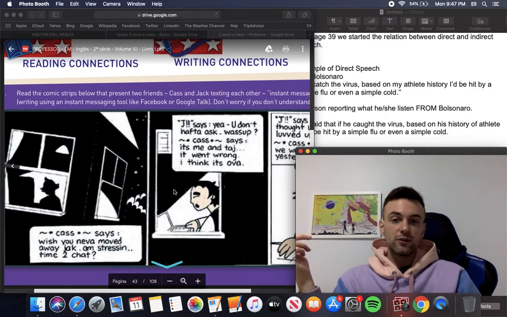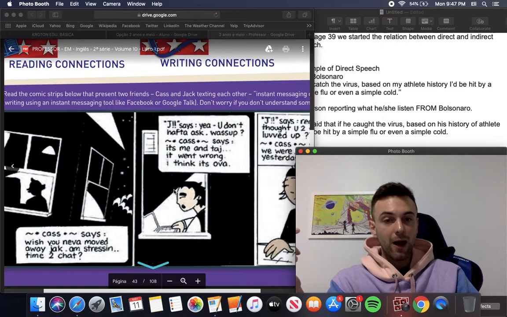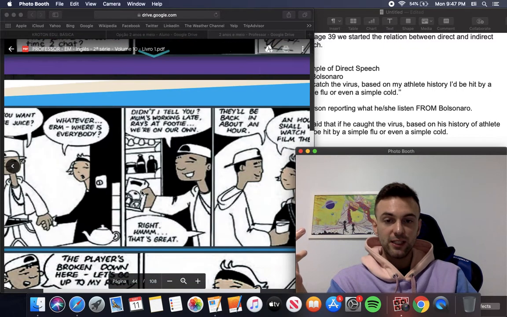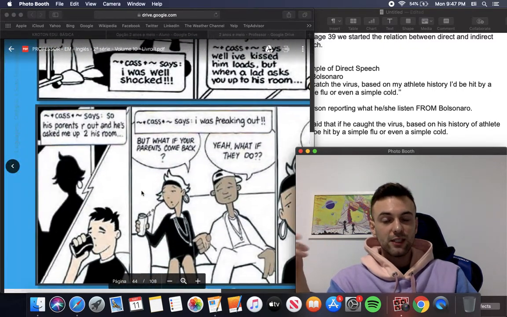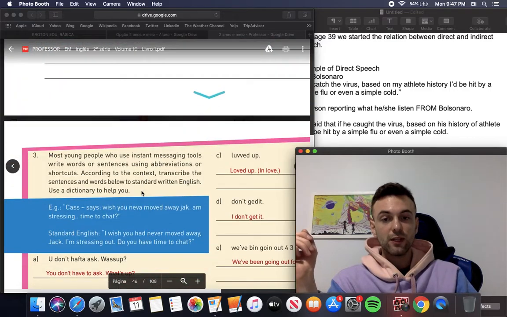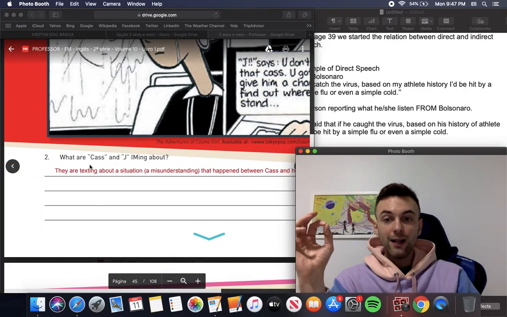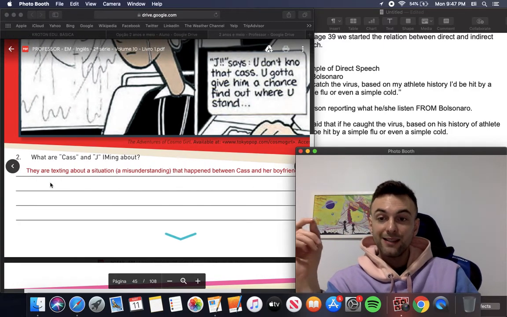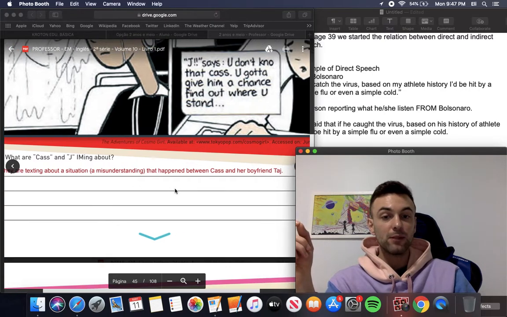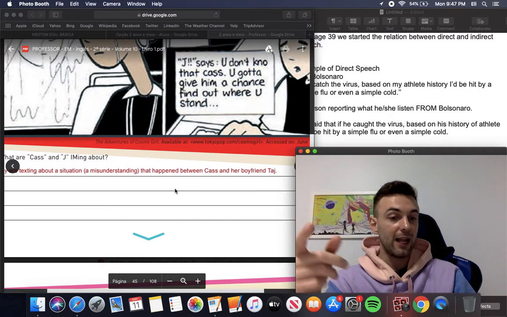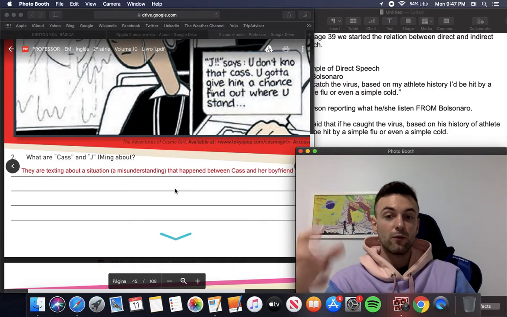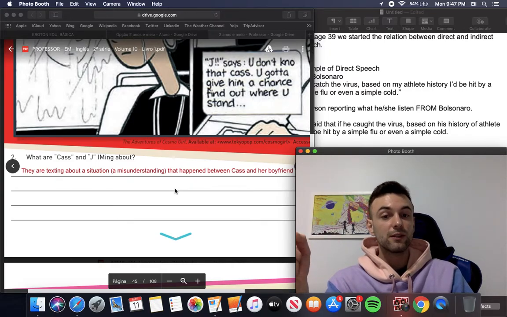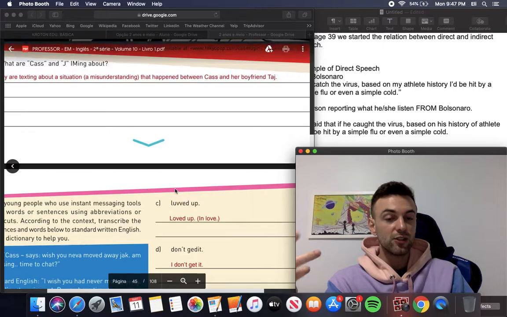Na penúltima aula, nós estudamos, então, linguagem informal através dessa tirinha. E baseado na tirinha que eu já li e expliquei na semana passada, vocês tinham que responder algumas perguntas, né? What are Cass and Jay talking about? Então, they are texting about a situation and misunderstanding that happened between Cass and her boyfriend Tash. Elas estão conversando sobre um mal-entendido que aconteceu entre a Cass e o namorado Tash.